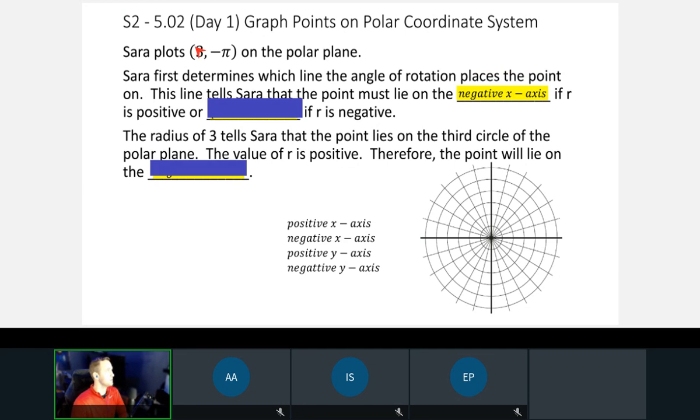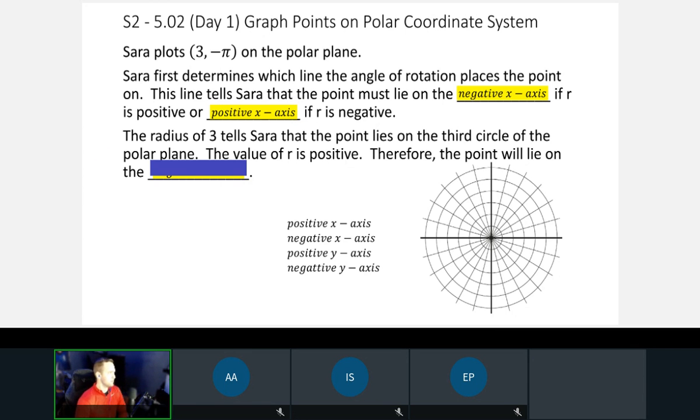Now, if r was negative, let's say negative 3, even though we rotated clockwise a rotation of pi, what would it make us do? If your r value is negative, it makes us rotate another 180 degrees. That would flip us over here, which means the blank is positive x-axis. I see a lot of you in chat already put positive x-axis. Yep.